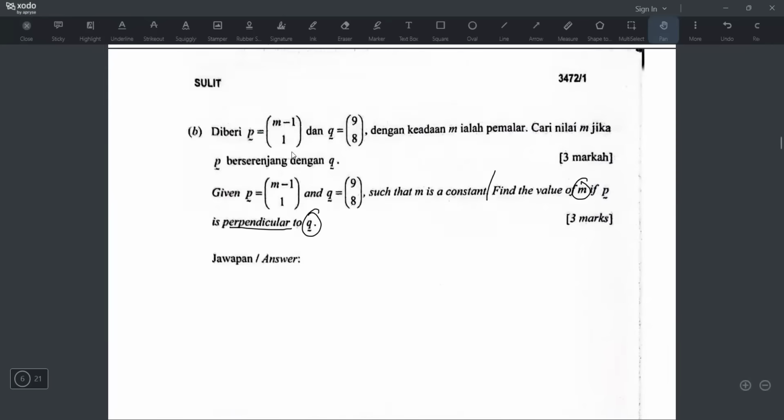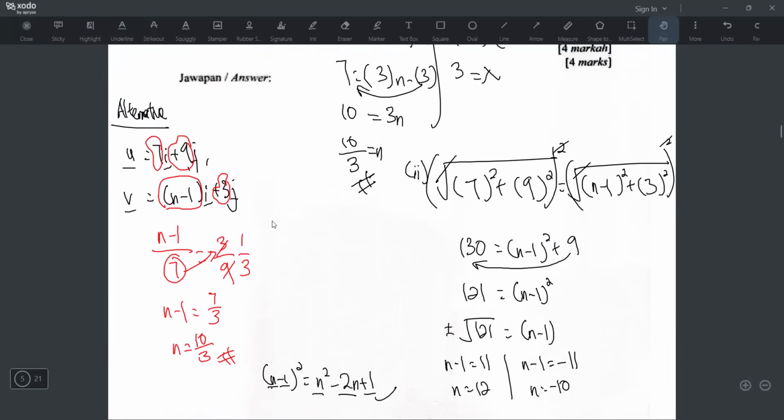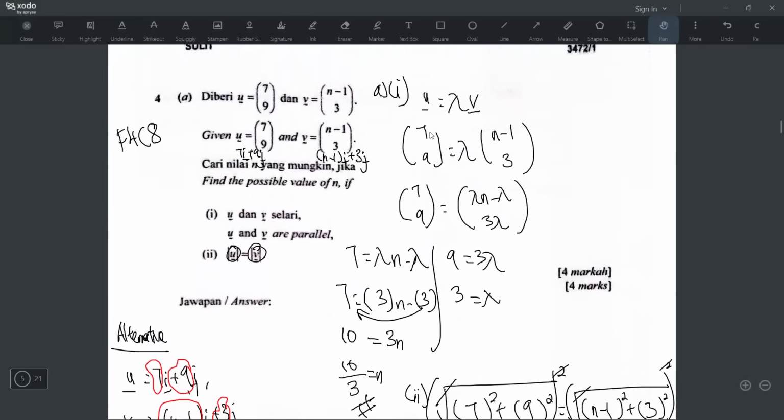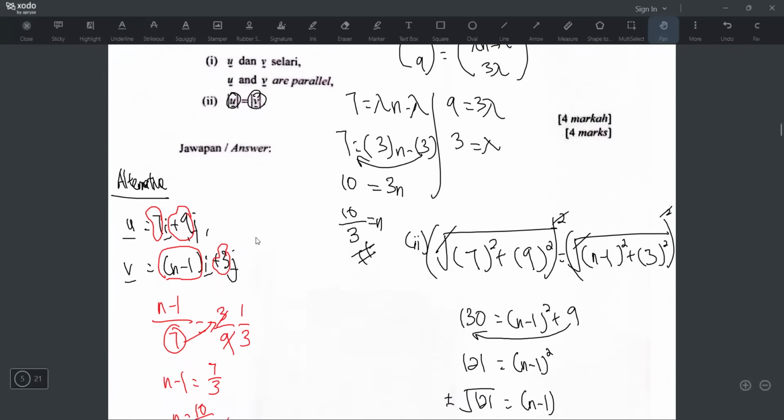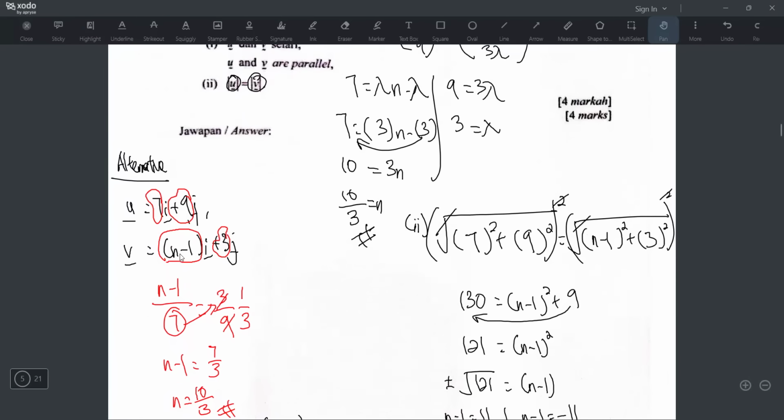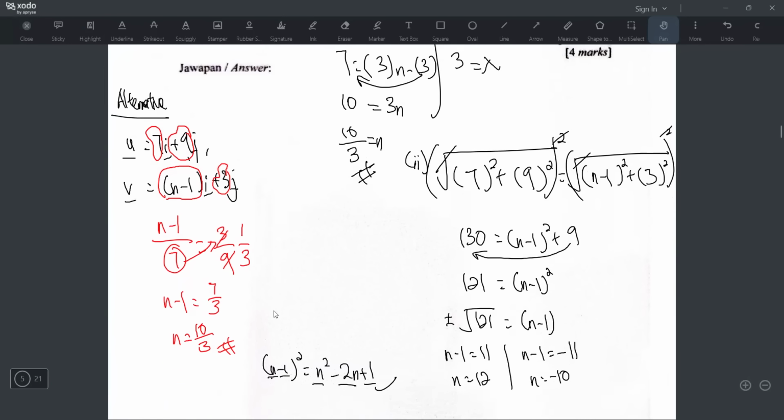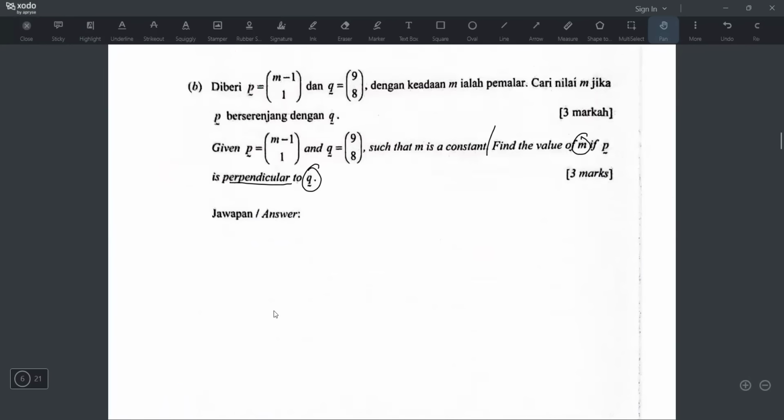Okay, if parallel, how do you do it? Let's scroll up. If parallel, you take the two vectors equal and then you put lambda, right? The alternative way is you take the coefficient divided by the coefficient, or you can say the number before i and j, divide, and then equals the other one, divide, right? That's the alternative way. But for perpendicular, it's different. So the perpendicular way, you do it like this. Come, I show you.